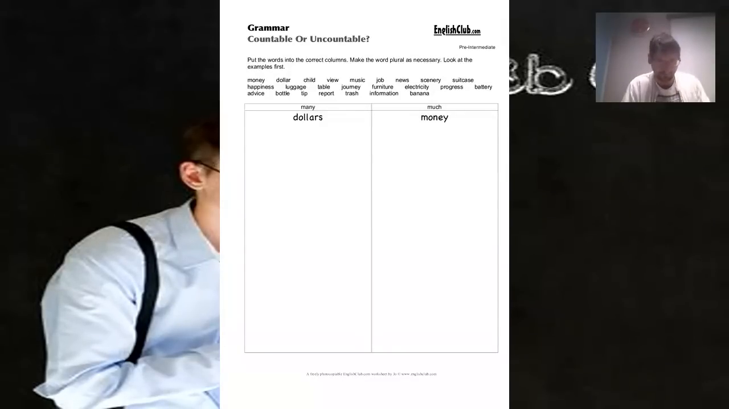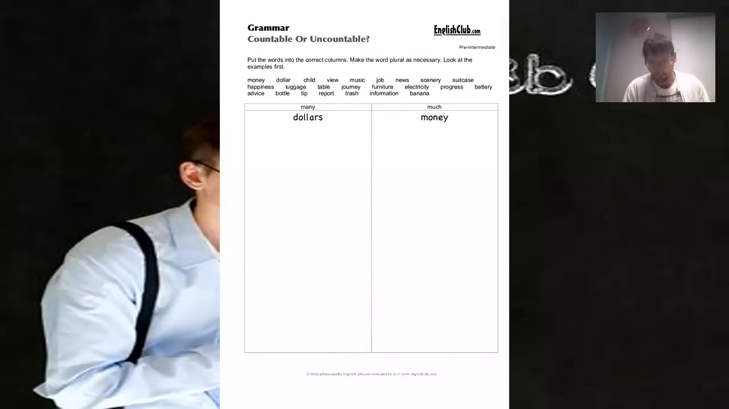Okay. So, dollars, dollar. It's a plural. The plural of dollar is dollars. You can count dollars. $1, $2, $3, $4, $1,000, $2 million. It's possible to count it. So, if you can count it, it's countable. We use many for dollars, okay?